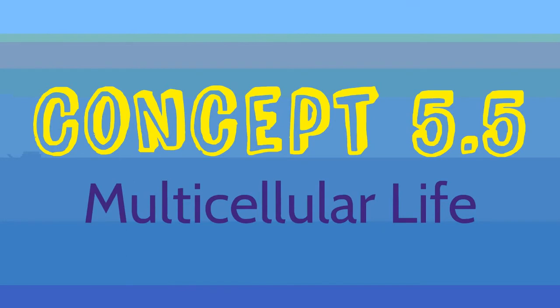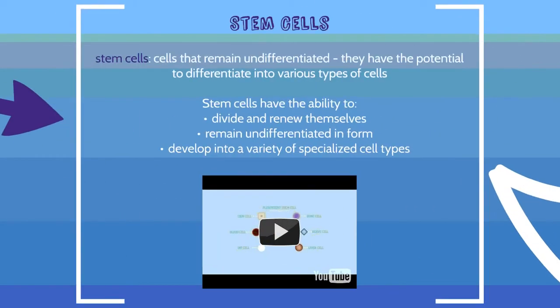All right, so now we're going to talk about stem cells. If you remember, stem cells are those cells that remain undifferentiated. Basically, they are cells that are able to change into any different type of cell. Your adult stem cells are able to turn into certain specific things, but are not able to differentiate nearly as much as your embryonic stem cells.